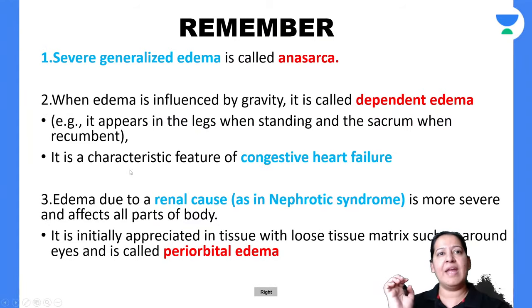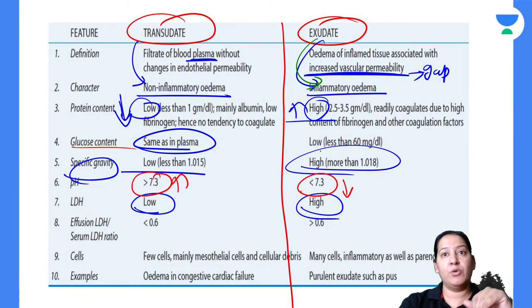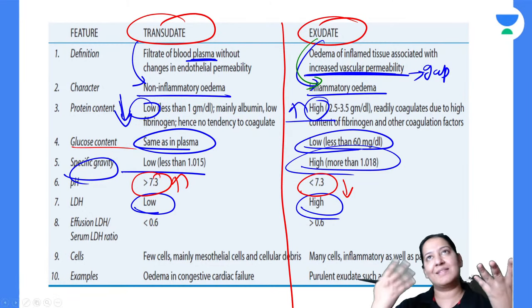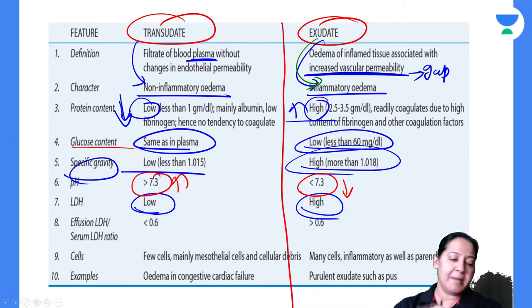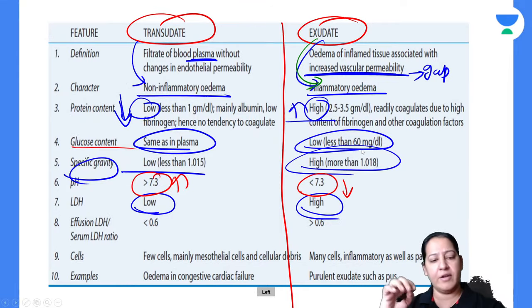You got my point? What is the summary? In transudate, the glucose content is same as that of plasma, and in exudate it is low, because you can learn like that, it is consumed by the microorganism which is causing the inflammation or edema there. You are not giving the thumbs up. Have you got it? Yes or no?